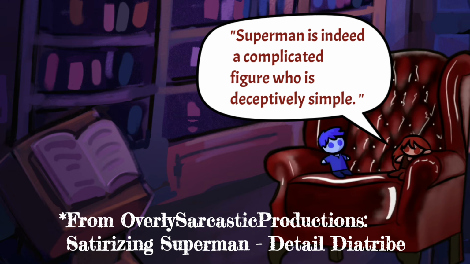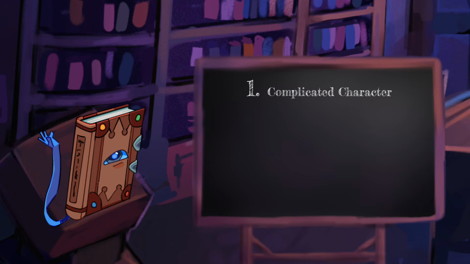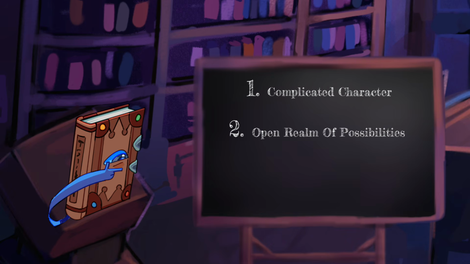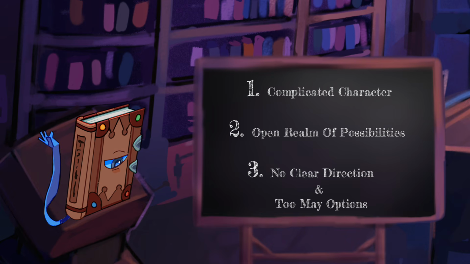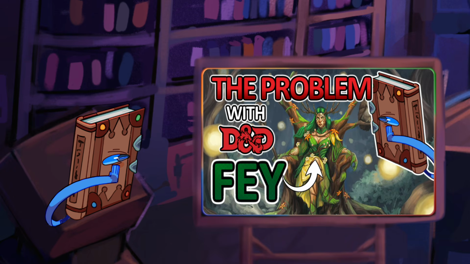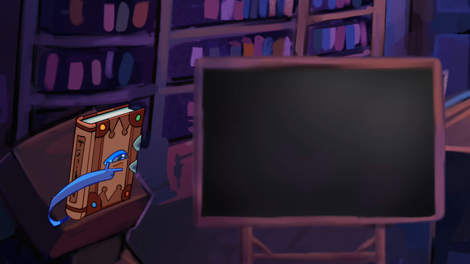Superman is indeed a complicated figure who is deceptively simple. Complicated character, open realm of possibilities, no clear direction to take the story because there are too many options. Sounds a lot like the same problem we have with Fey. So, let's look at the common mistakes writers make with Superman stories. Then, we can use that to uncover the mistakes people make when using Fey.